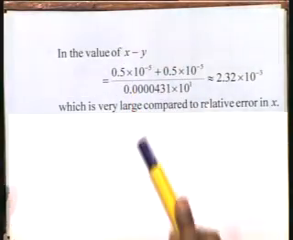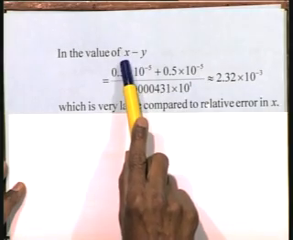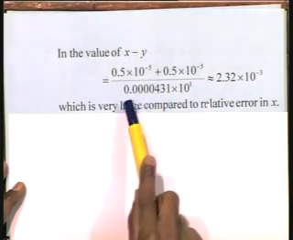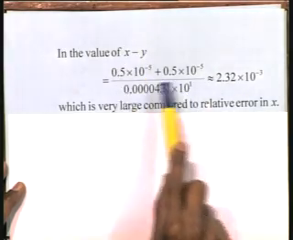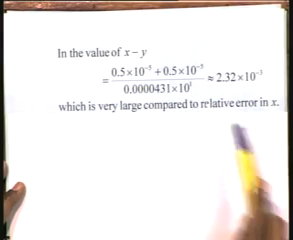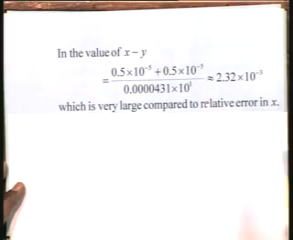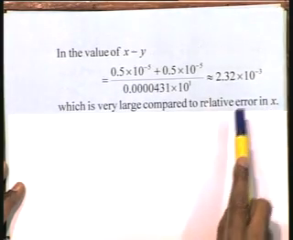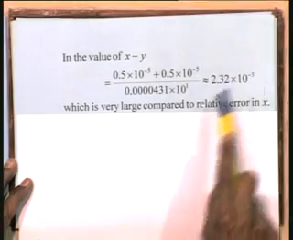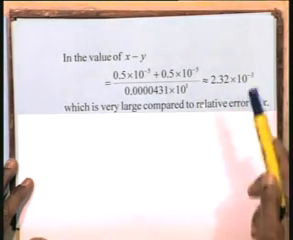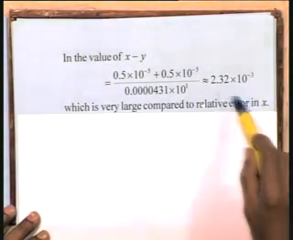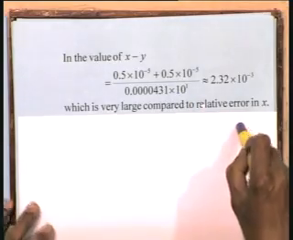Now let us find out the relative error in x minus y. Relative error in x minus y will be the magnitude of the error in this plus the magnitude of the error in this, divided by the actual value, since we are talking about absolute values. If I substitute this we get 2.32 times 10 to the power of minus 3, which is very large compared to the relative error in x. The relative error in x was 10 to the power of minus 6, whereas here the relative error is 10 to the power of minus 3. So it reflects how inaccurate the value x minus y that we obtained is.